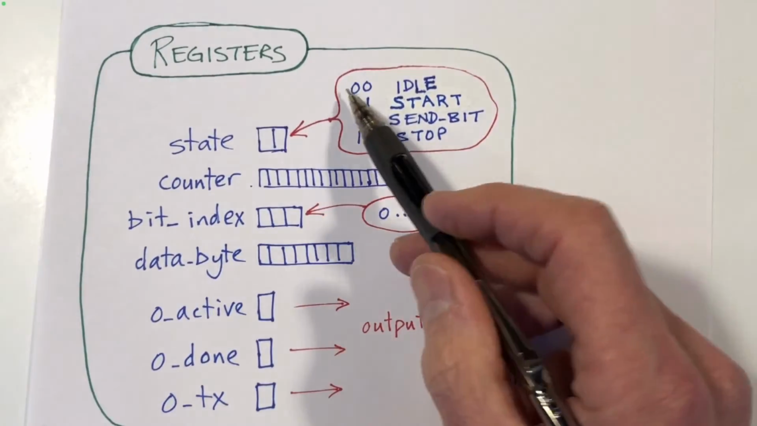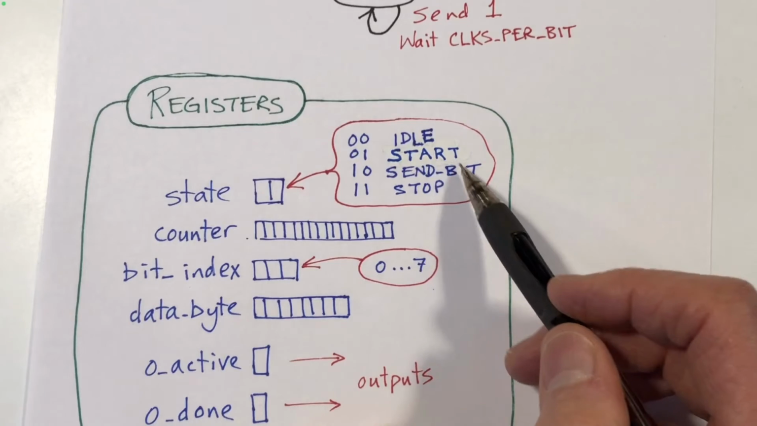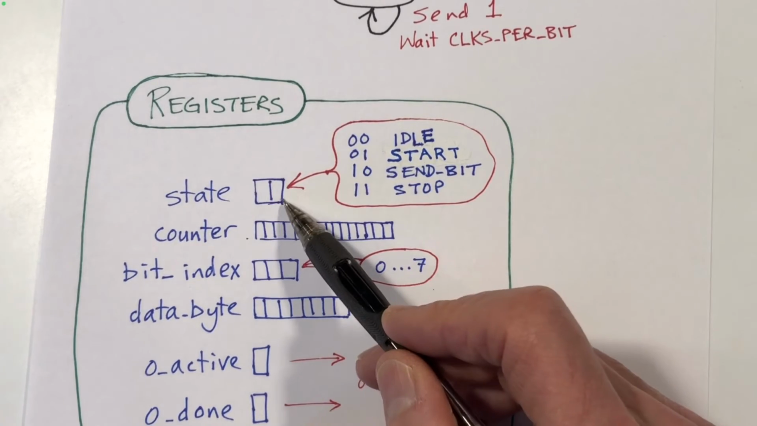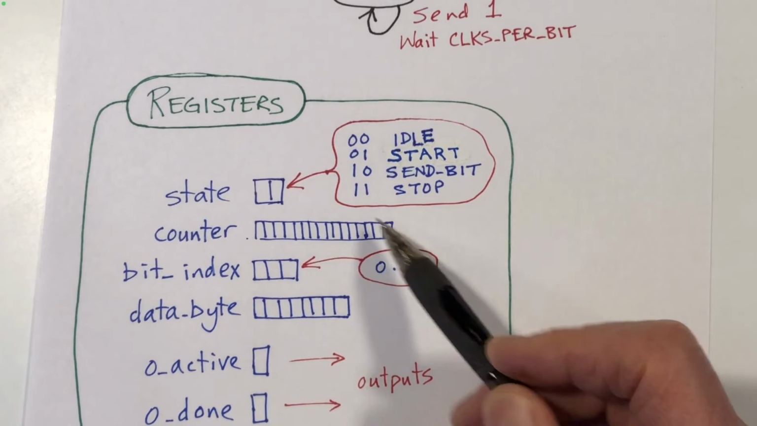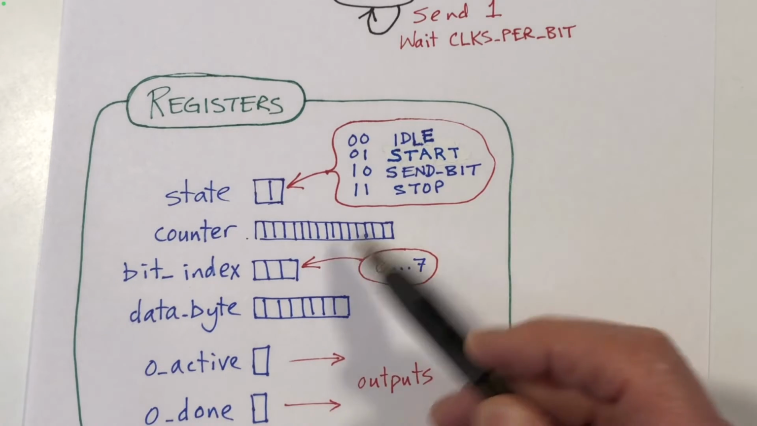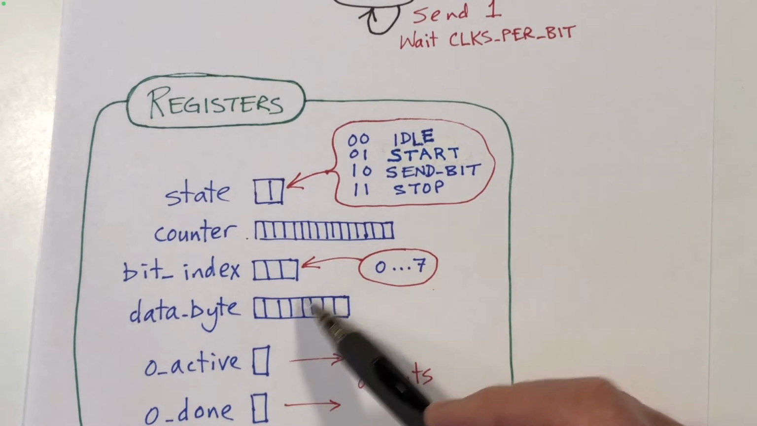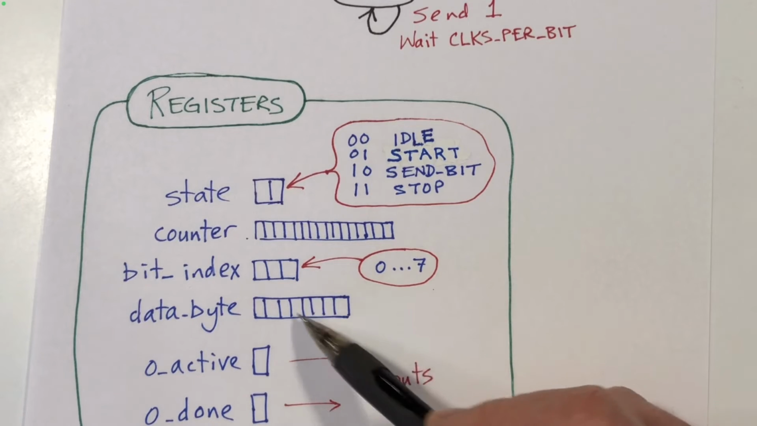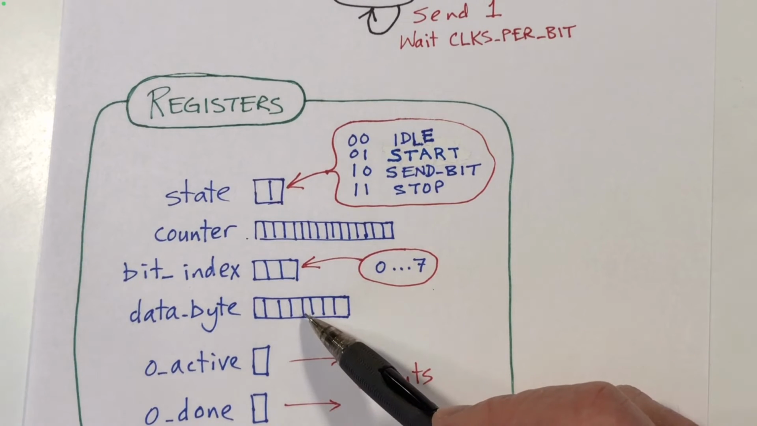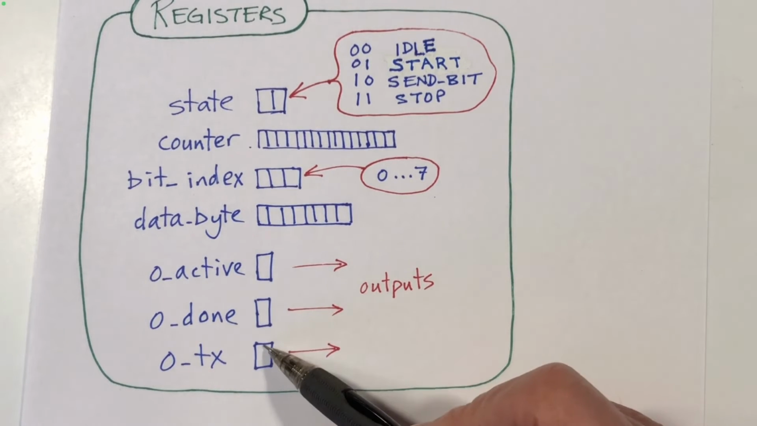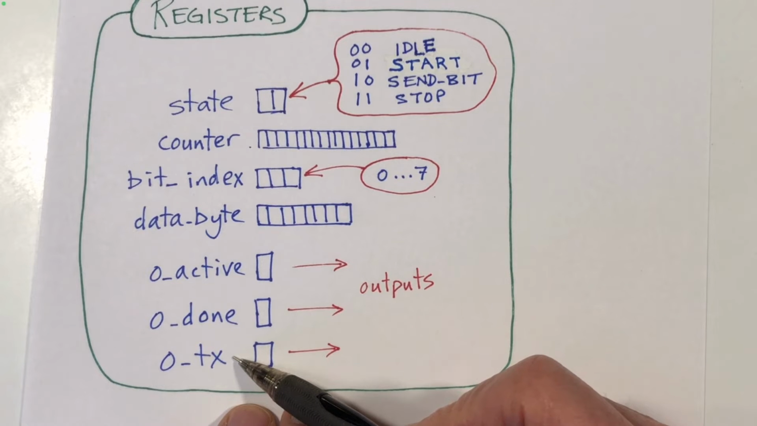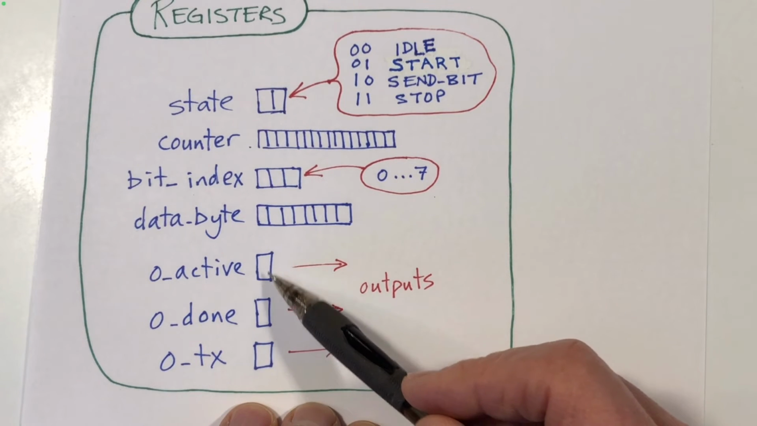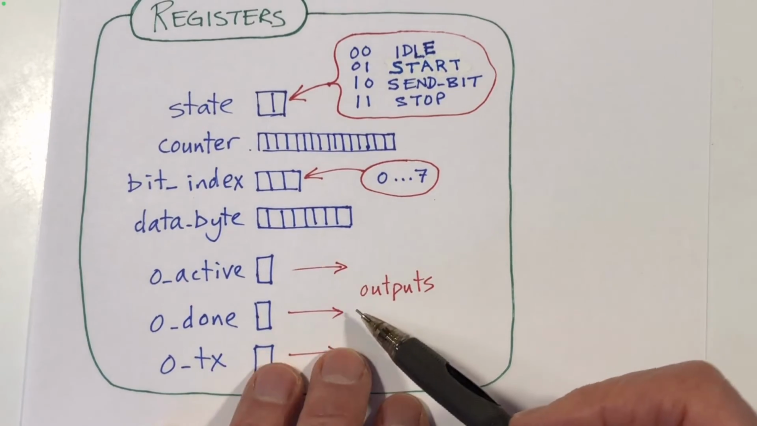Here are the registers that will contain the state. First of all, we've got the state: idle, start, send bit, or stop. So we have a 2-bit register for that. Then we have a counter, and we'll use 16 bits again for the counter. Then we've got a register called bit index, which will range between 0 and 7. Then we've got a register called data byte, which we'll use to latch in the input byte that we want to send. And finally, we have 3 more registers: O active, or output active, output done, and the output for the transmit signal. And these registers will be tied directly to the outputs of our circuit.